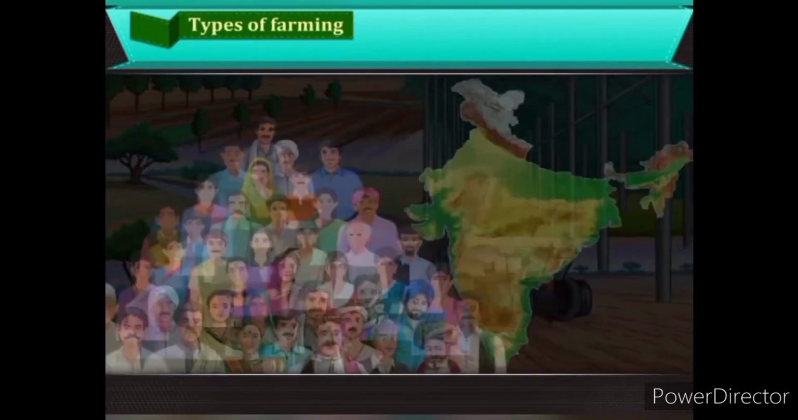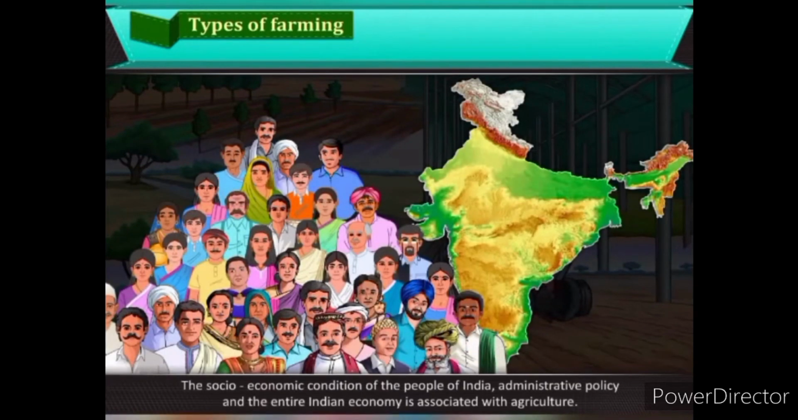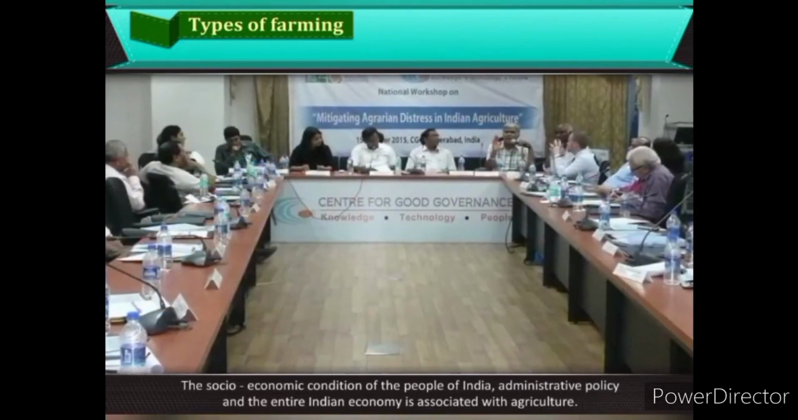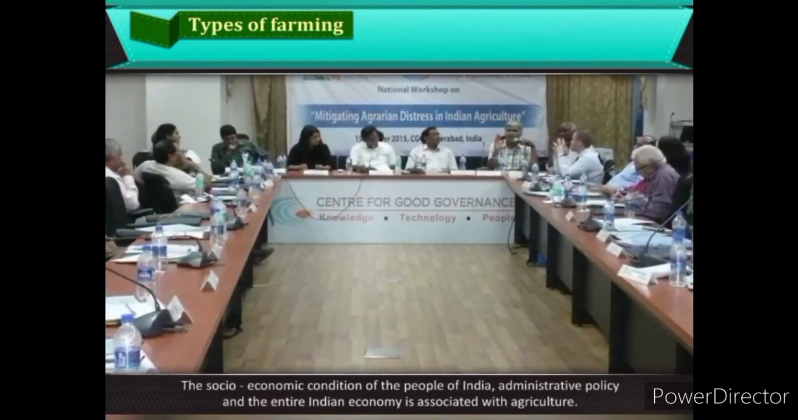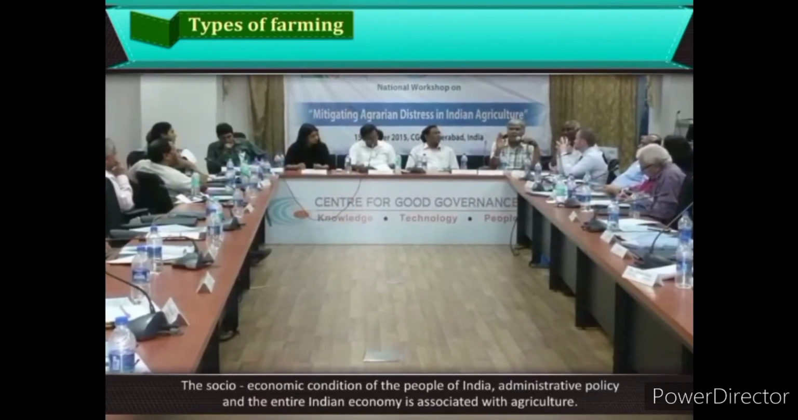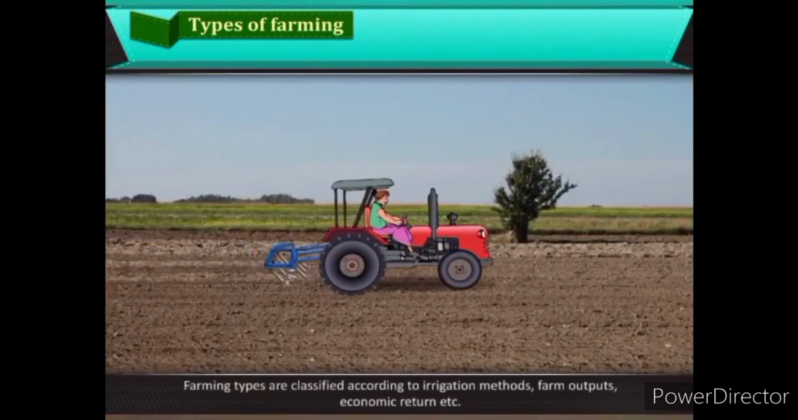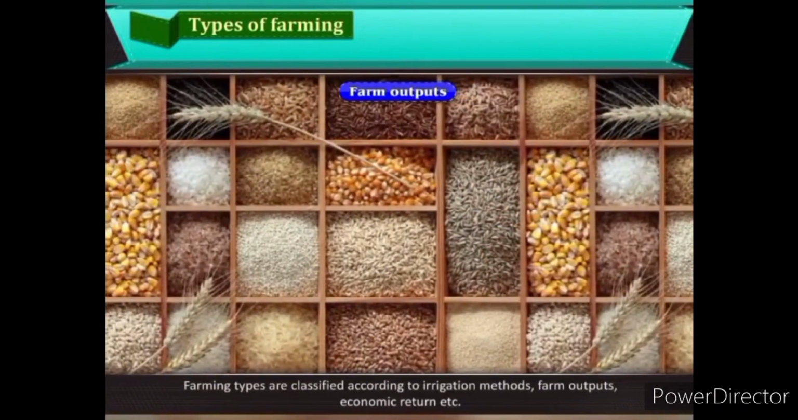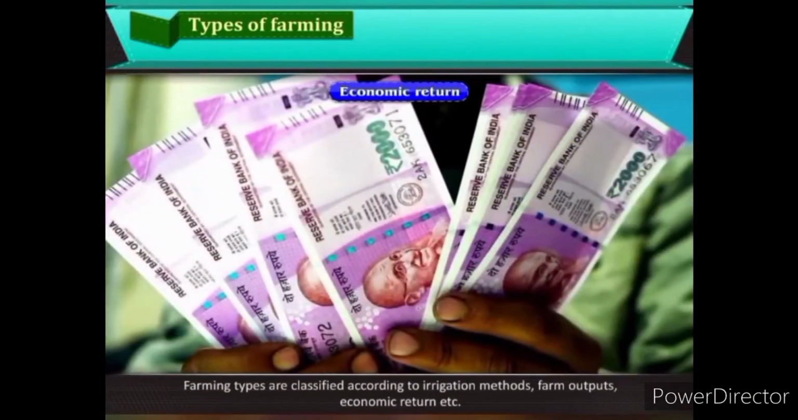Types of farming. The socio-economic condition of the people of India, administrative policy, and the entire Indian economy is associated with agriculture. Farming types are classified according to irrigation methods, farm outputs, economic return, etc.